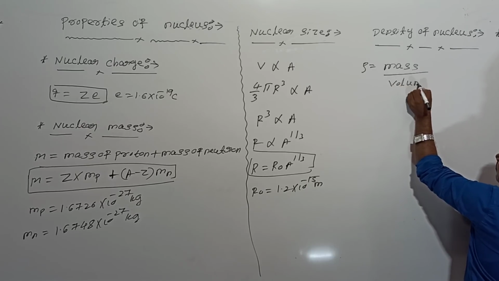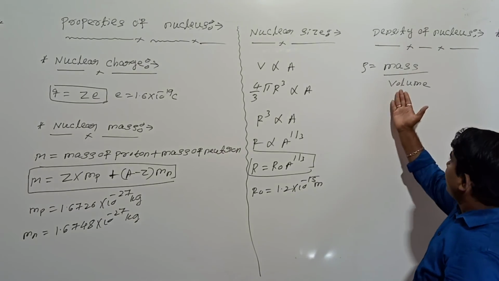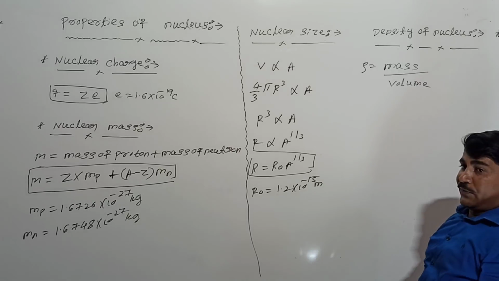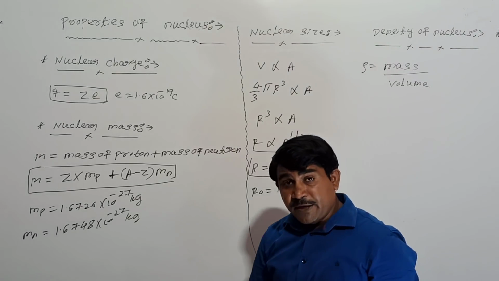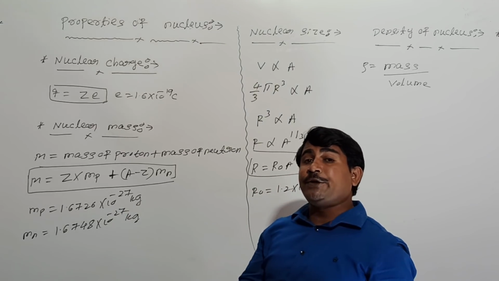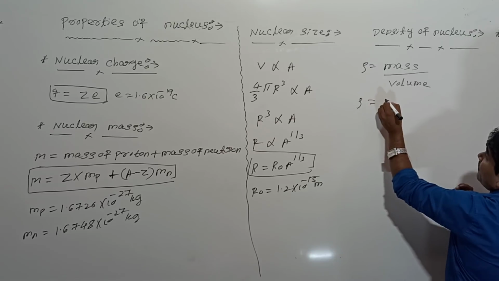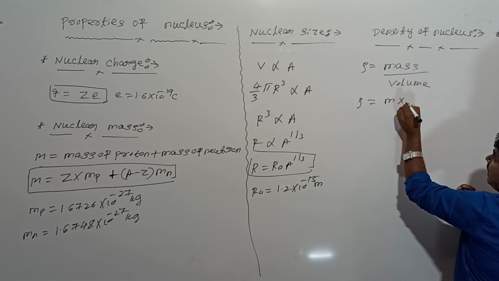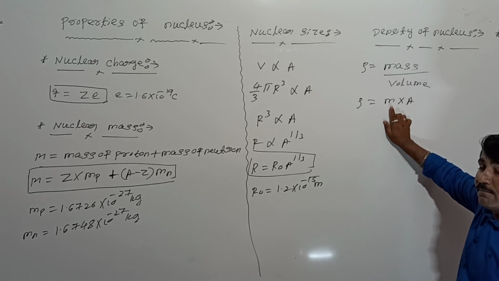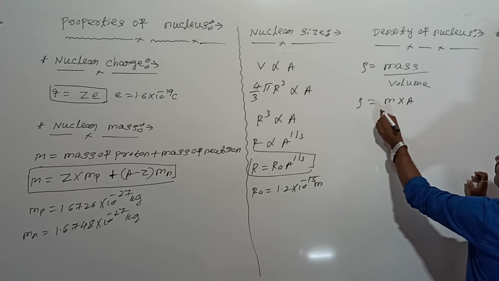Mass divided by volume. Here, mass means the mass of the nucleus, and we represent the volume of the nucleus. How to represent the mass of the nucleus? The mass of the nucleus can be represented as the mass of a nucleon into the mass number. If small m represents the mass of a nucleon, then A represents the mass number. This is the mass of a nucleus, divided by volume.